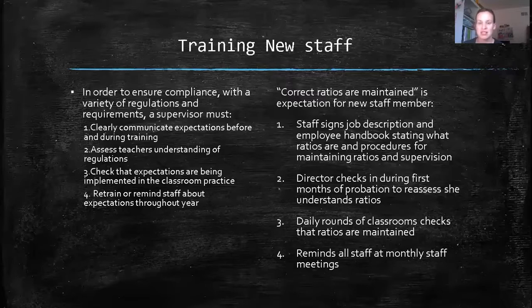So in this example, how I would do this process would be, let's say that my regulation is that correct ratios are to be maintained. Huge licensing requirement. This is my expectation for all my staff members, but I have a new staff member. When a staff member comes in, she signs the job description and employee handbook stating what the ratios and procedures are for maintaining ratios of supervision. Then I would talk to her and make sure that we go through this. I'd probably do a couple of scenarios, because I know where the weird parts of my playground are, and supervision in those areas is a problem.